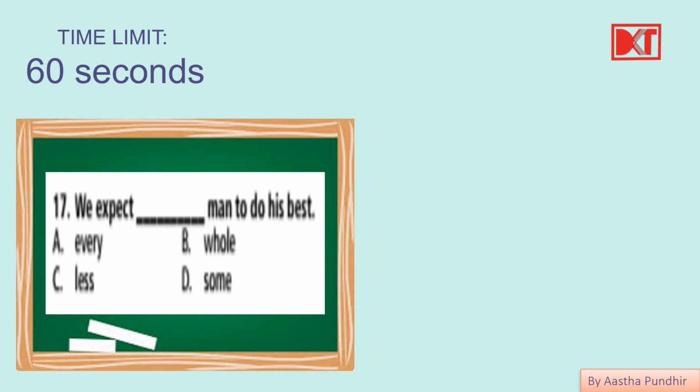Okay, here we expect dash man to do his best. Every man, whole man, less man, some man. Here the correct answer is A, every man. We expect every man to do his best. Now which sort of determiner is this? These are distributives. Every is a distributive. Why? Because what distributives do is point out, or refer to, a single member in a group. So what is every doing here? Pointing out every single man, like all the men in the world. We expect every man to do his best.